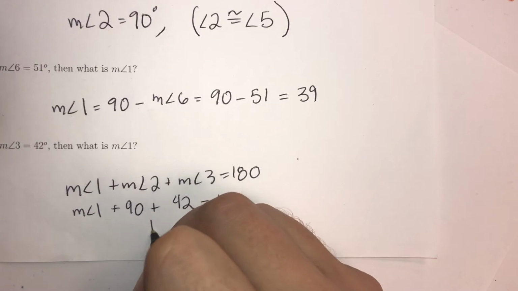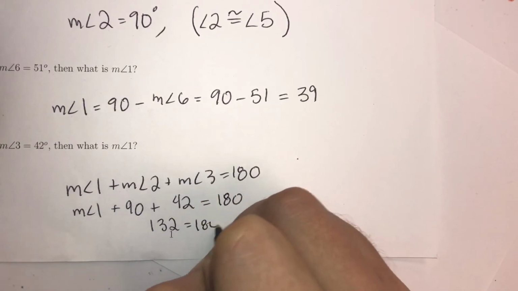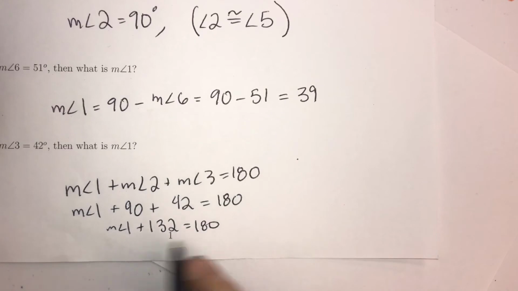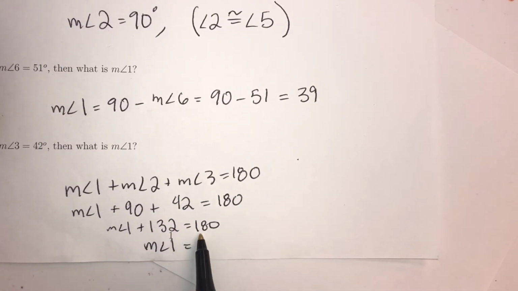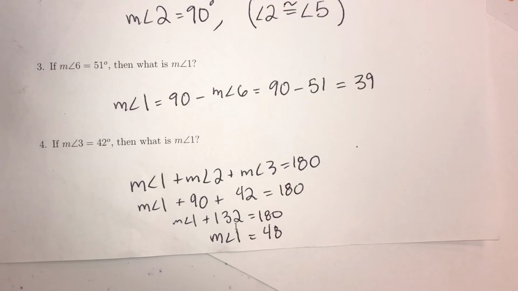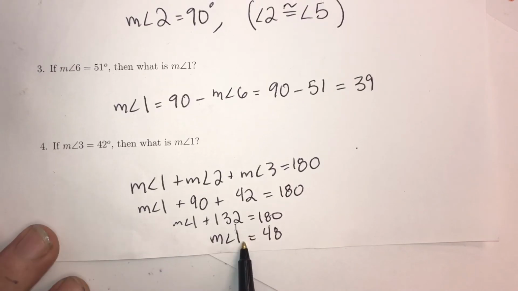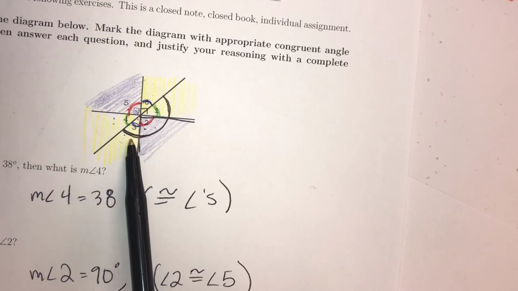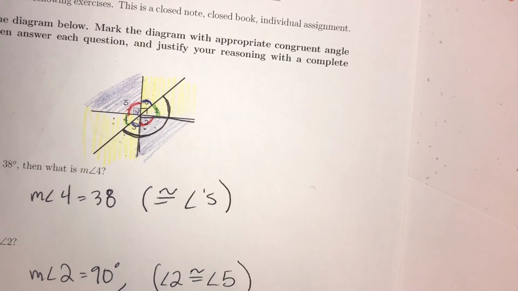90 plus 42, well, that's 132. So measure of angle 1 plus 132 is 180. And so what's the measure of angle 1? What's 180 minus 132? Let's see if we can do it in our heads. It's going to be 2 shy of 50. So how about 48? Is that right? Seems right. Cool. All right, some of you may have assumed that those were just congruent because they look congruent. So be careful about that.